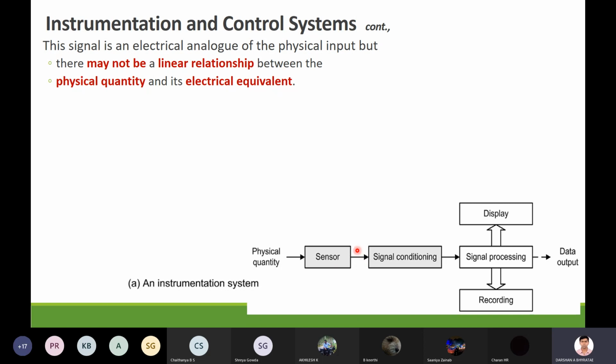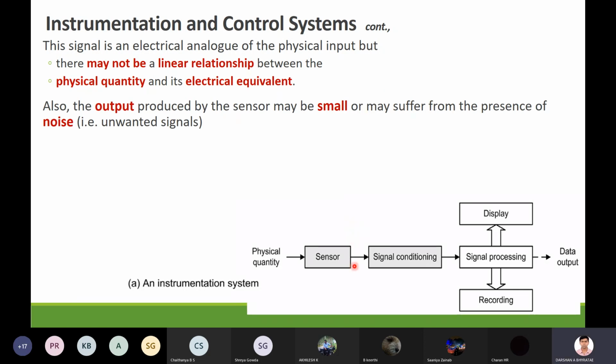Sometimes the output of the sensor may be linear or non-linear. Linear is nothing but, if there is more input, it is going to generate more electrical energy at the output of my sensor. If it is less, it is going to generate less. Sometimes the output of the sensor may not be linear, meaning even if the quantity increases, the output of the sensor does not increase. We call that a linear or non-linear relationship. The output of the sensor may have a linear or non-linear relationship, but it has to generate electrical energy.